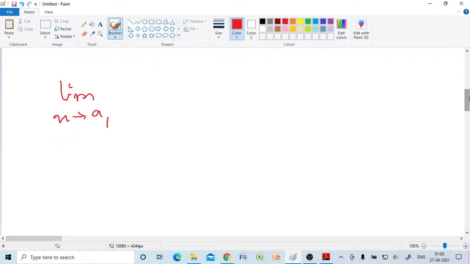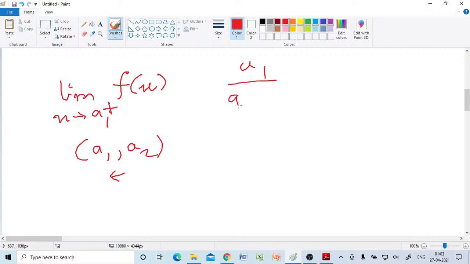So if we approach a1 in the interval a2, obviously we need to approach from the right hand side. Now, one thing you can notice about f of x: the first term is a1 over a1 minus x.